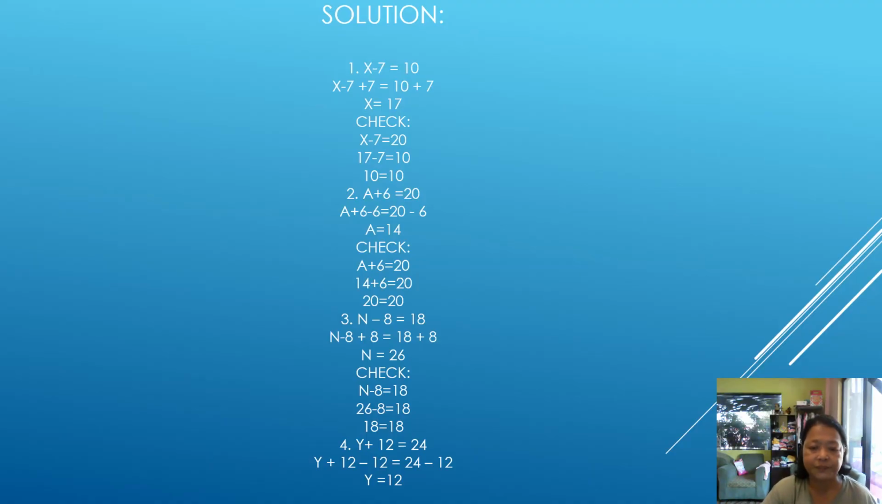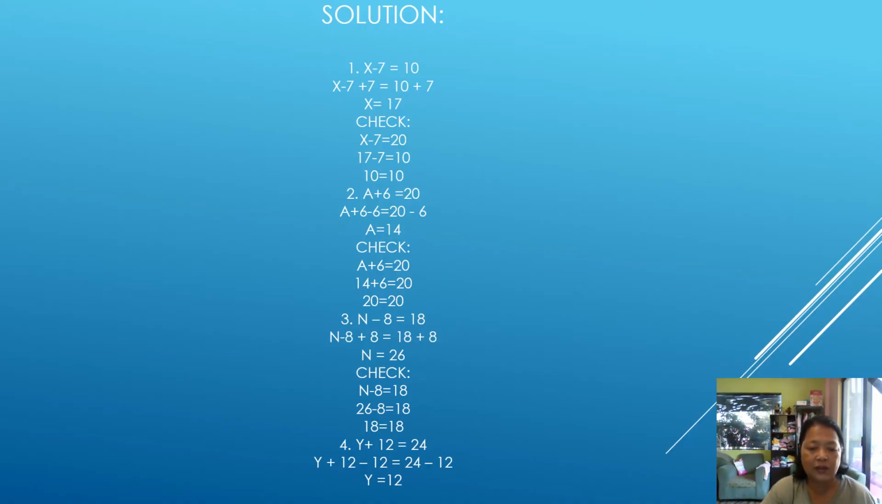Number 3, n minus 8 is equal to 18. So that is the original equation. The inverse of negative 8 is positive 8, so n minus 8 plus 8 is equal to 18 plus 8. Whatever we added on the left side, we also add on the right side. So n is equal to, we cancel the negative and positive 8. The answer that remains is n is equal to 18 plus 8, which is 26.